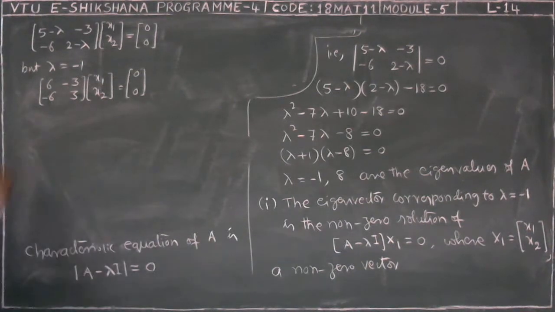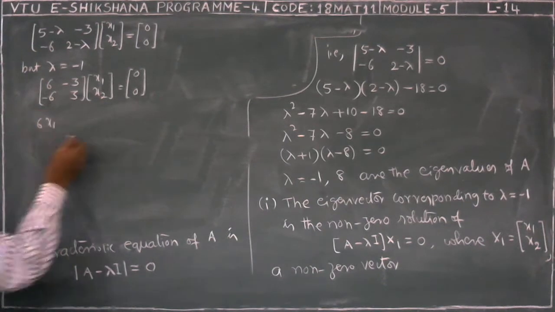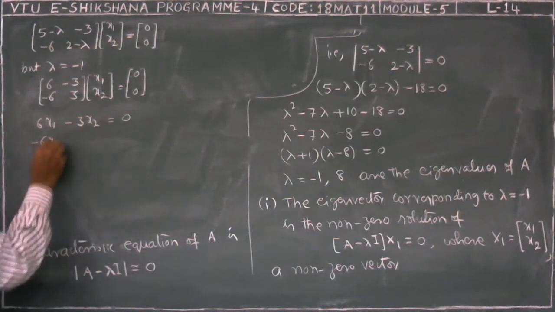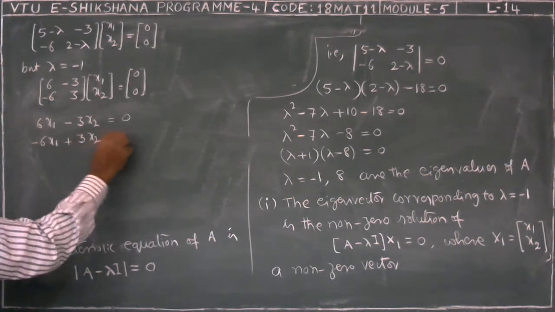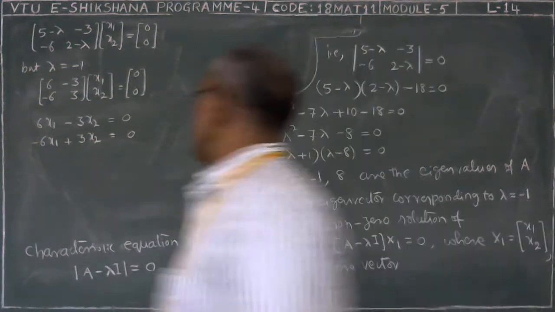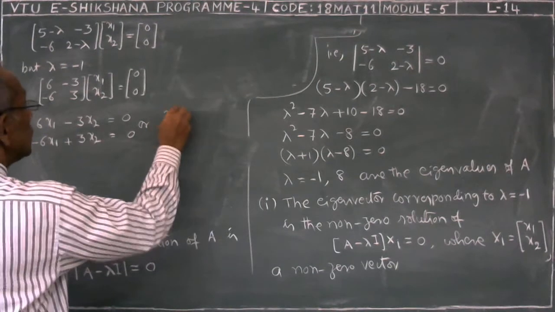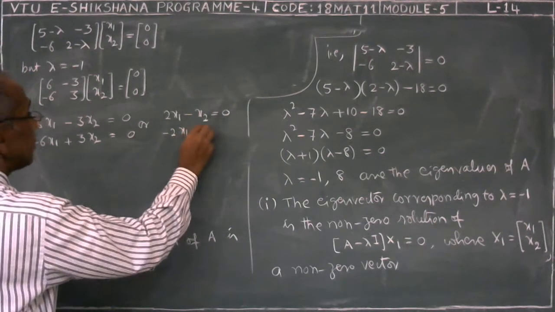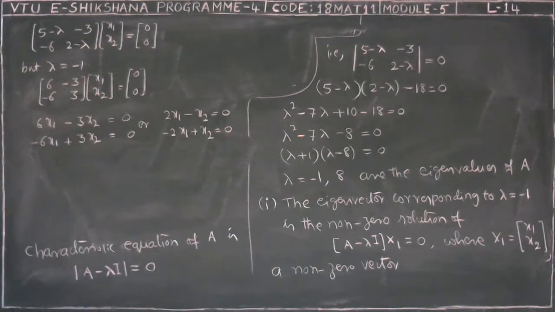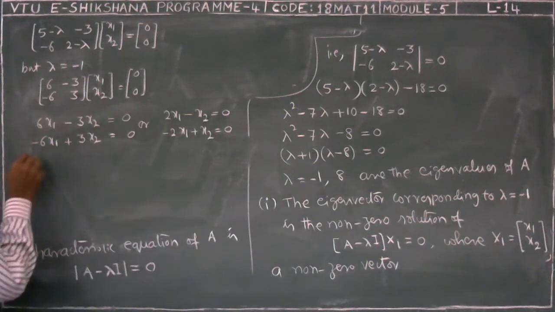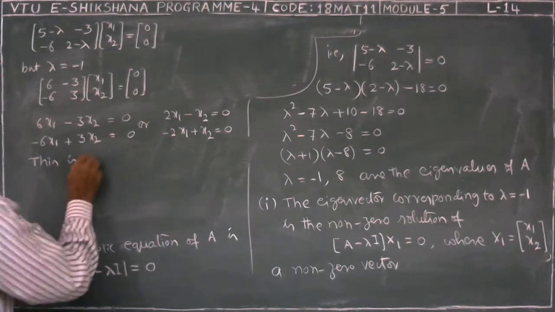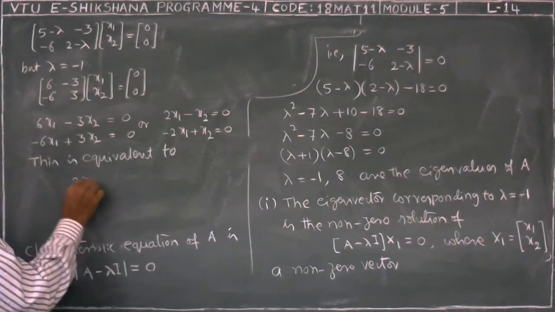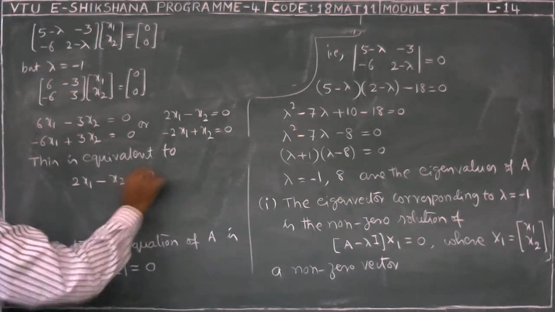Now, multiply to get simultaneous equations. By multiplying, minus 6x1 minus 3x2 equal to 0, and minus 6x1 plus 3x2 is equal to 0. Or this is 2x1 minus x2 equal to 0, minus 2x1 plus x2 equal to 0. So both are the same. This is equivalent to a single equation, 2x1 minus x2 equal to 0.